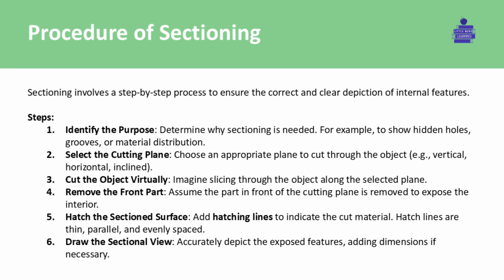We mentally cut through the object along this plane. Imagine you have a loaf of bread. Once you cut it, you remove the front piece to see the inside. Similarly, in sectioning, we remove the front portion of our object. The exposed surface is then marked with special parallel lines called hatching, which help identify the solid material. Finally, we carefully draw this view, making sure to include all the exposed features accurately.